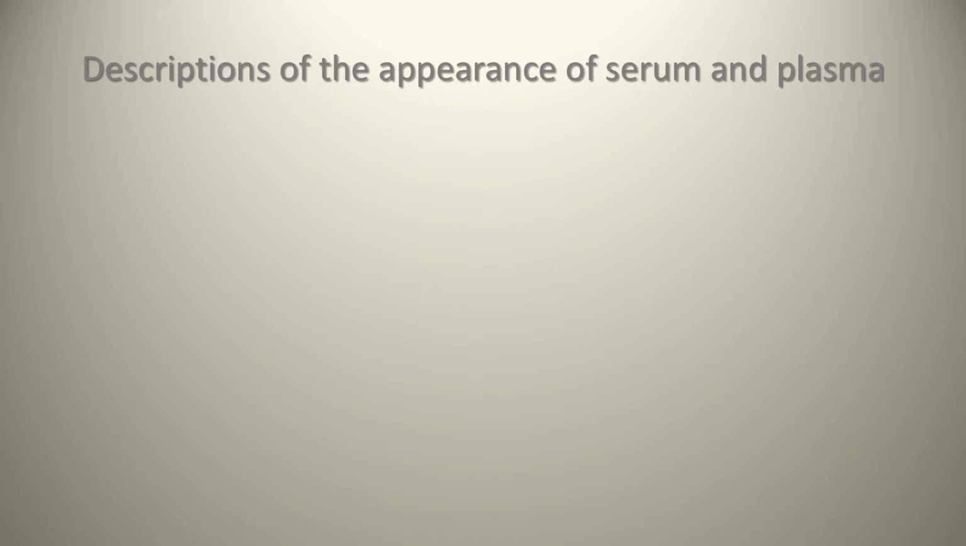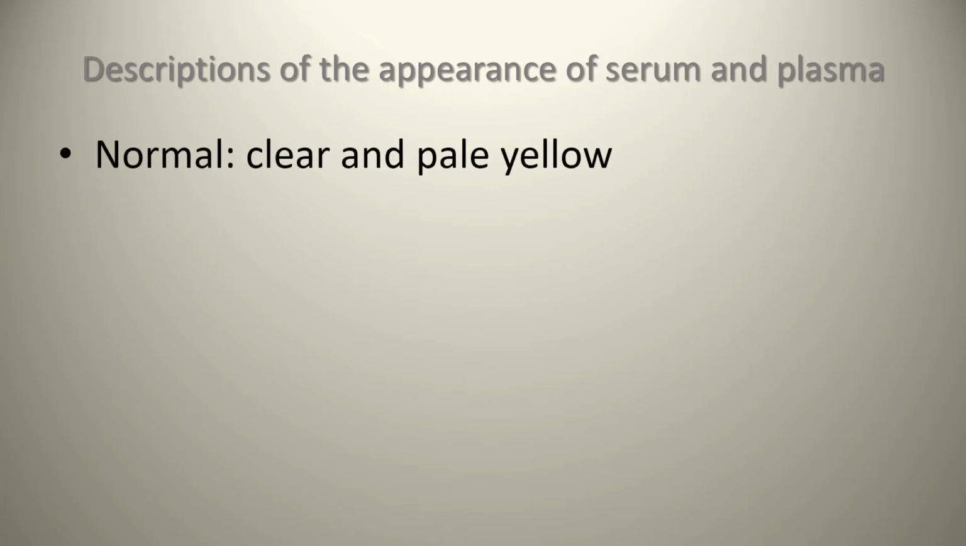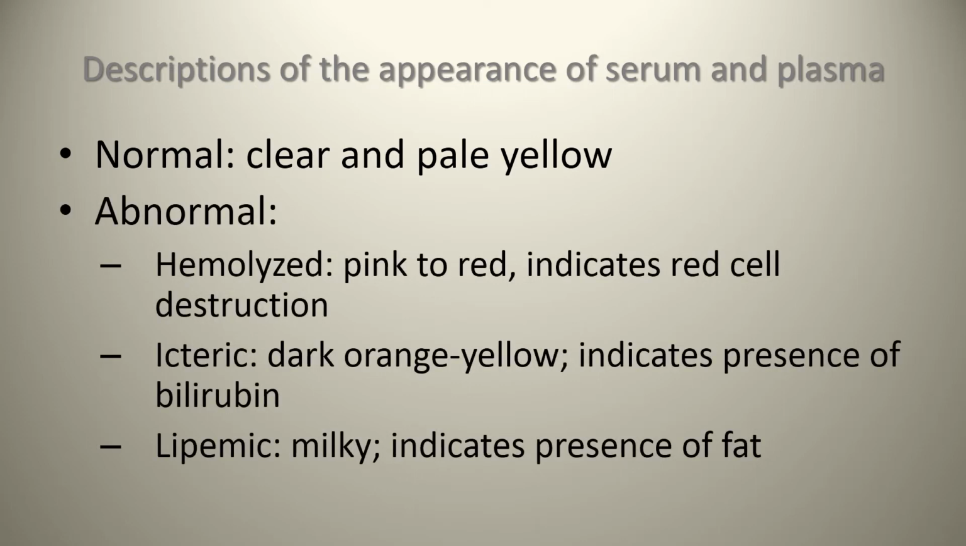So the appearance of serum and plasma in a normal world is clear and pale. Abnormally obtained samples will show hemolyzed serum, which is pink to red and indicates red cell destruction. You can also find icteric serum, which is dark orange and yellow, indicating the presence of bilirubin, perhaps in patients who have hepatic dysfunction, or lipemic, milky, indicating the presence of fat.